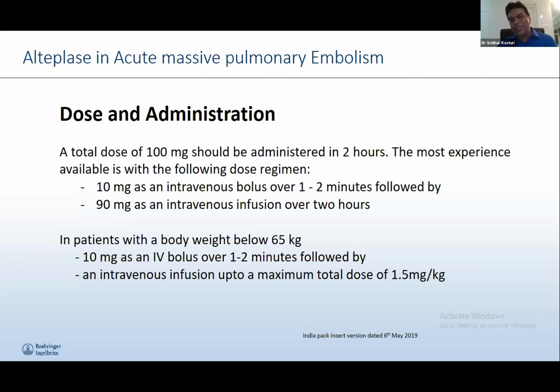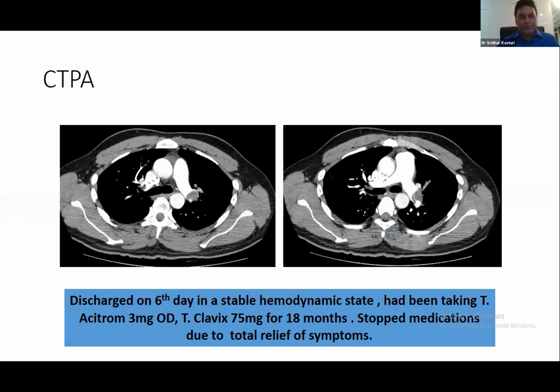All will, as a team approach, collectively take a decision on what kind of therapy we should give, whether the patient needs immediate thrombolysis, whether the patient needs mechanical aspiration, whether he requires any surgical therapy. That is very, very important.